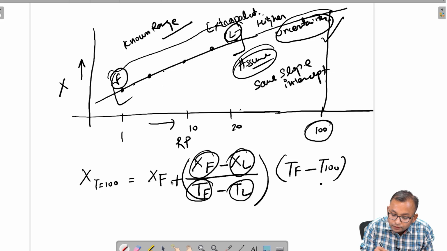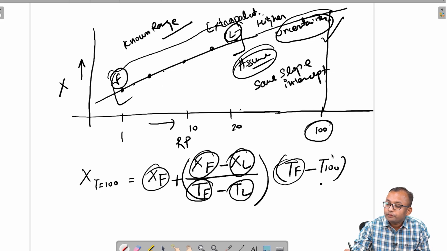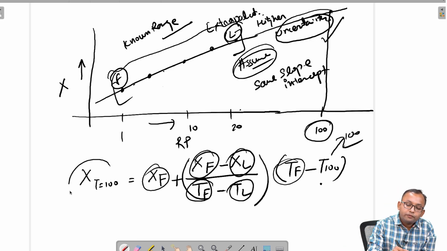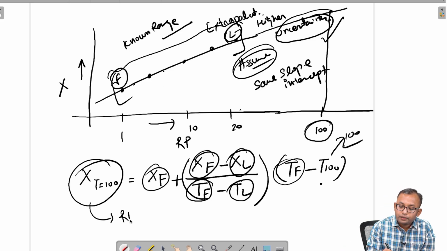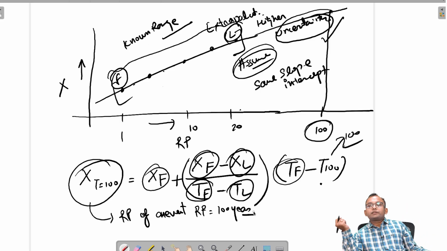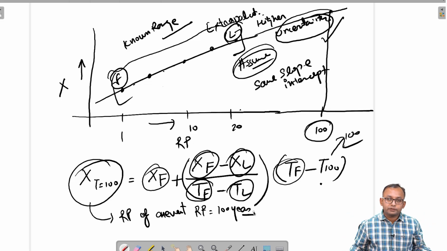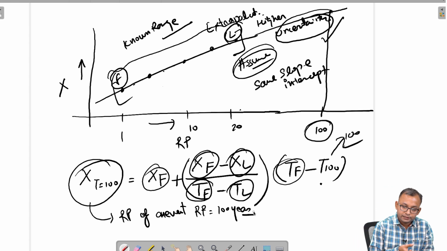So, with this formula, we know xf, we know xl, we know tf and tl, and we know that this is 100. If you put all these values in, we can calculate the magnitude of an event which has a return period equal to 100 years. In 100 years, there is a higher chance that one such event will come. So, basically this is how we can calculate the return period using this kind of method.